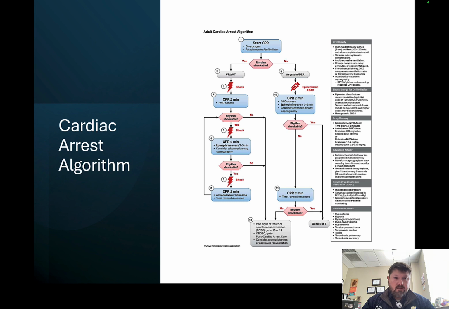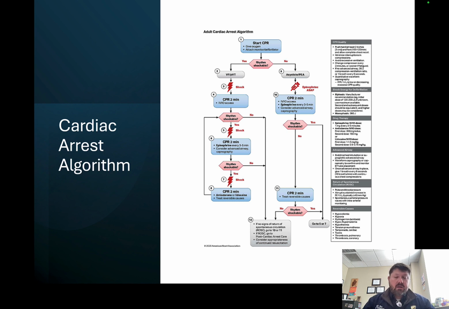Then we check, is the rhythm shockable? If it is, we shock. Then we continue CPR for 2 minutes. While we're doing CPR, we go ahead and give epinephrine 1 milligram of a 1 to 10,000 solution. Then we consider advanced airway. After 2 more minutes, we check, is the rhythm shockable? We will shock. Then we start CPR back. At this time, we'll give another round of epinephrine if it's within the 3 to 5 minute time frame. And then we also consider amiodarone.